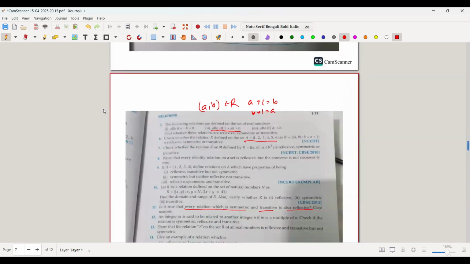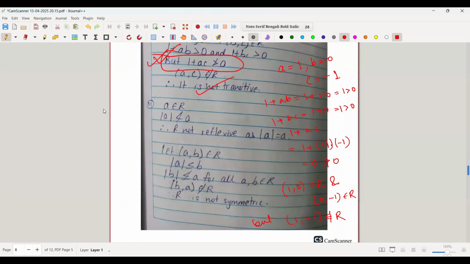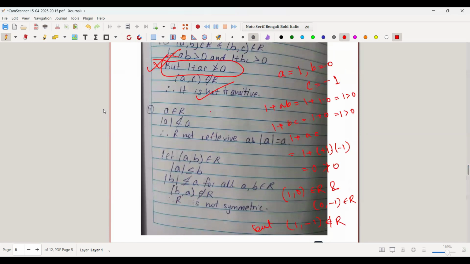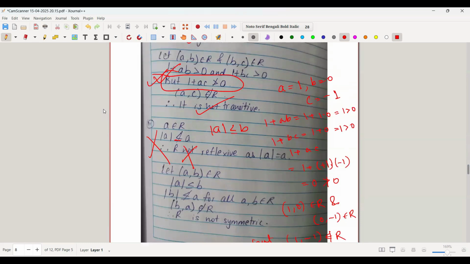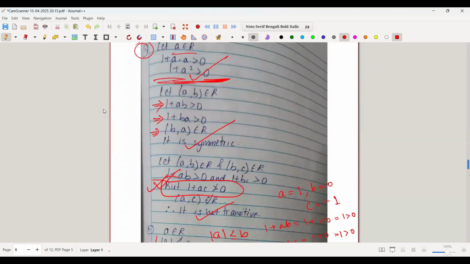Question number 3. A related to B if and only if mod A is less than or equal to B. Here it is mod A is less than or equal to B. So mod A is less than or equal to A, so R is reflexive. This is wrong. Here it is clearly given that A is less than or equal to B. Equal to sign is there.